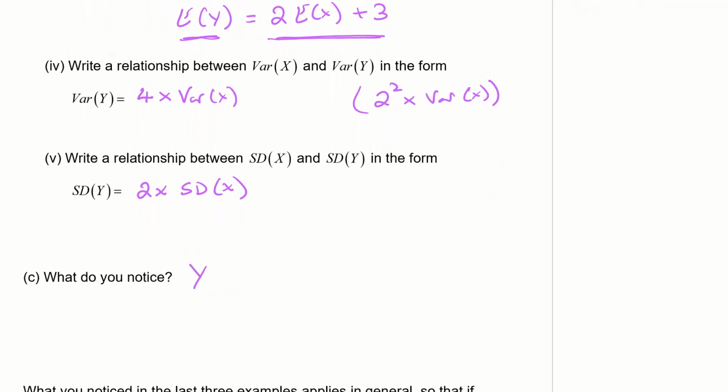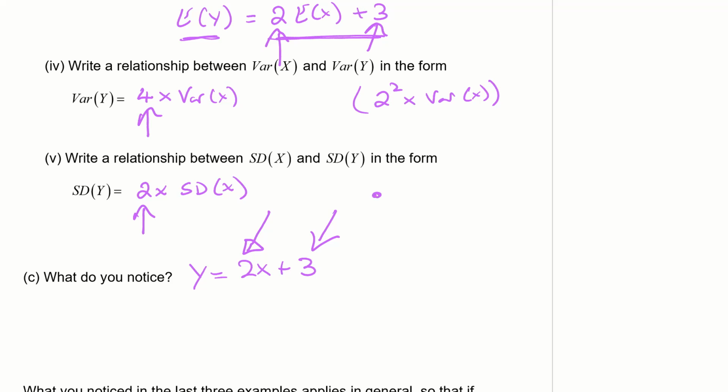So what do we notice? Well, we know it was y equals 2x plus 3. And what we've noticed is that this 2 affects all of them. It affects the expectation, the variance, and the standard deviation. But the 3 only has an effect on the expectation.